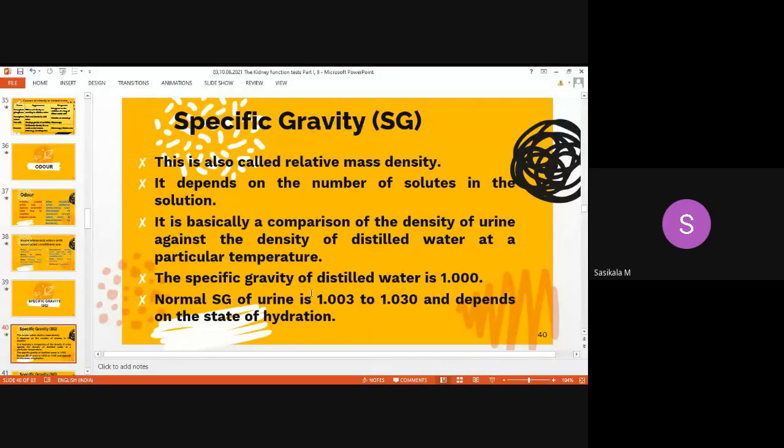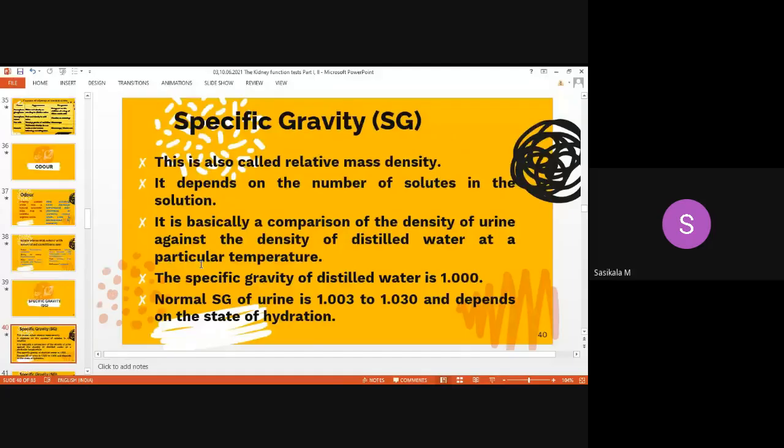So the specific gravity of distilled water is 1. Normal specific gravity of urine varies from 1.003 to 1.030 and depends on the state of hydration. If it is diluted urine, solids will be less, so the specific gravity also will change. It varies according to the state of hydration of the urine.